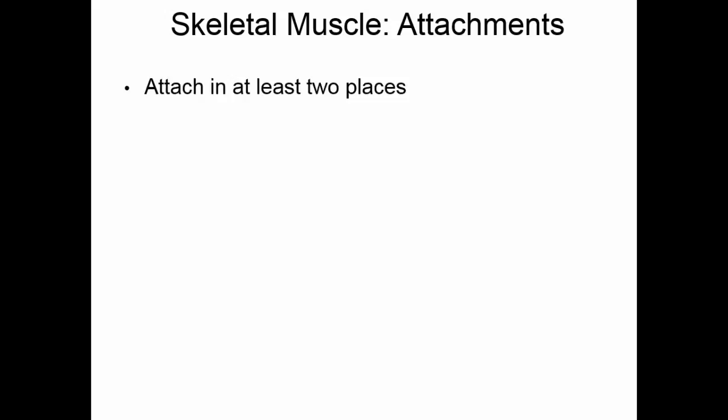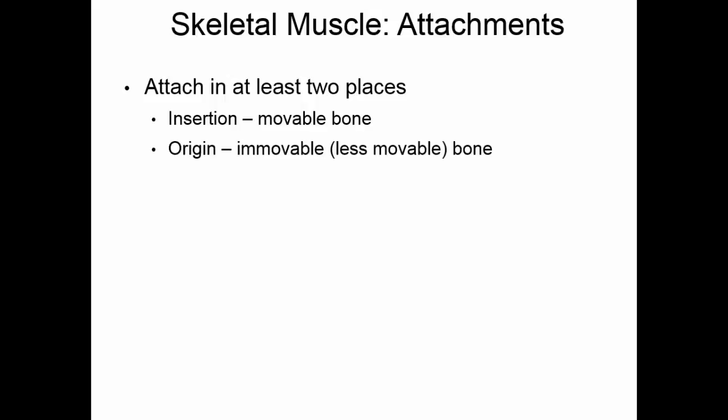They have to attach in at least 2 places. One point of attachment is known as the insertion. This is the attachment to the bone that will move when the muscle contracts. The other attachment point is the origin. This is the bone that will not move when the muscle contracts.